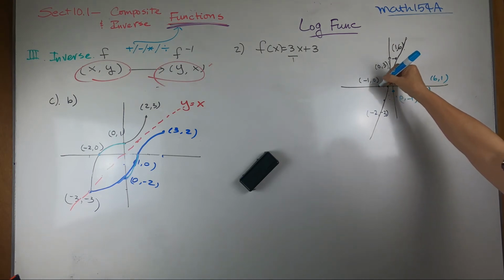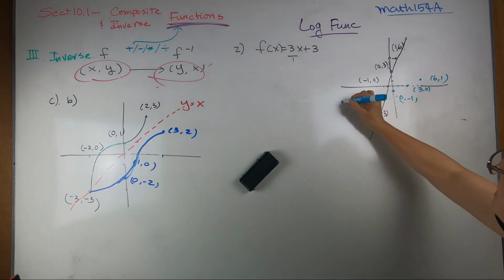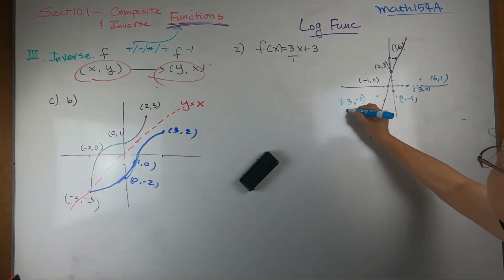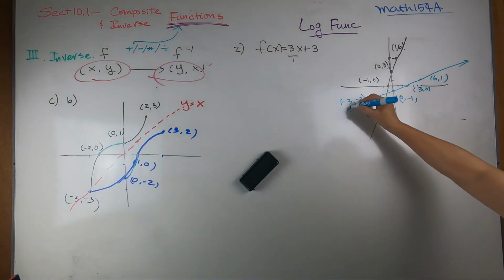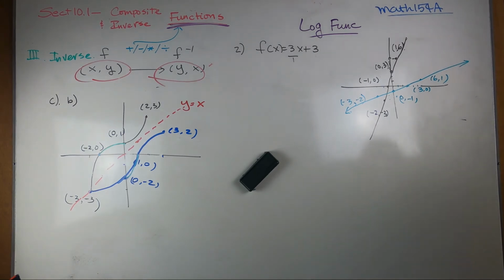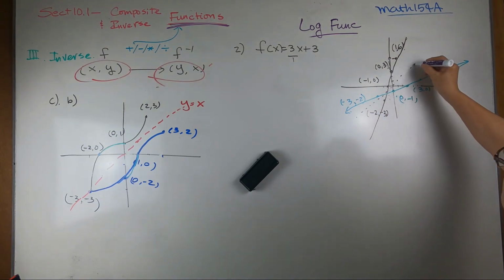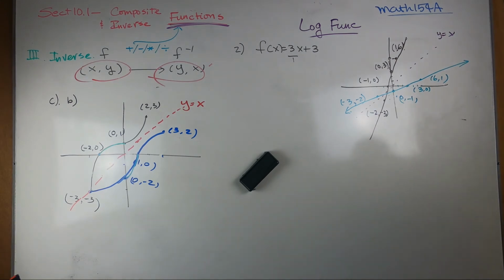-3, -2. That would be here. -3, -2. Right? So your inverse will be this line. Is that right? Okay. It will reflect over the line y equals x.